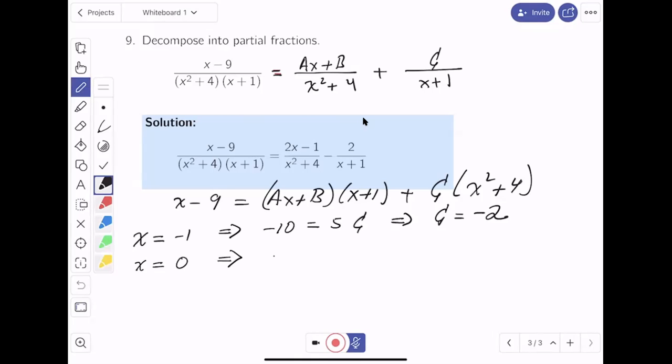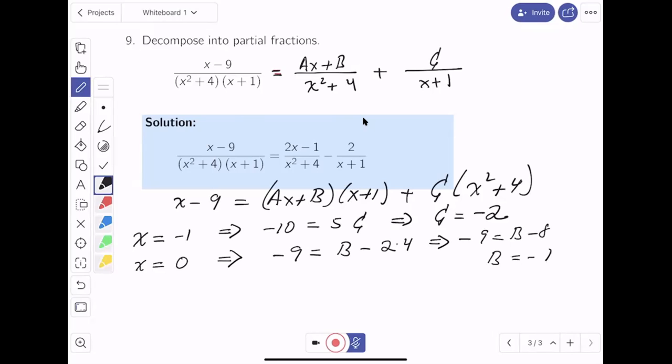Again, I find it easy to do. Minus 9 equals just a b. If x is 0, I'd get b times 1, which is b. I think c is minus 2, and x is 0, so that's going to be 4. Oh boy, this doesn't look easy. Minus 9 equals b minus 8, and then b would have to be minus 1, right?